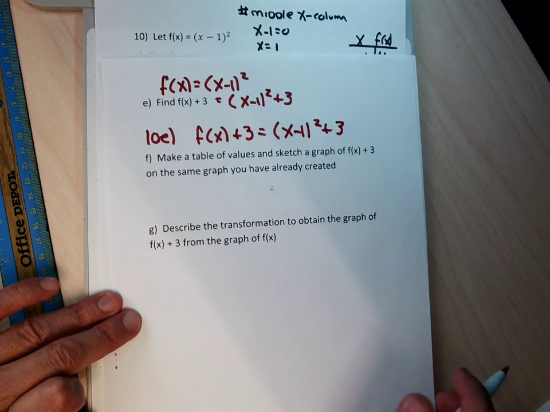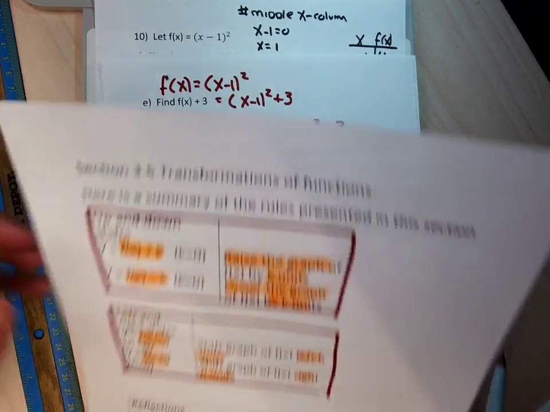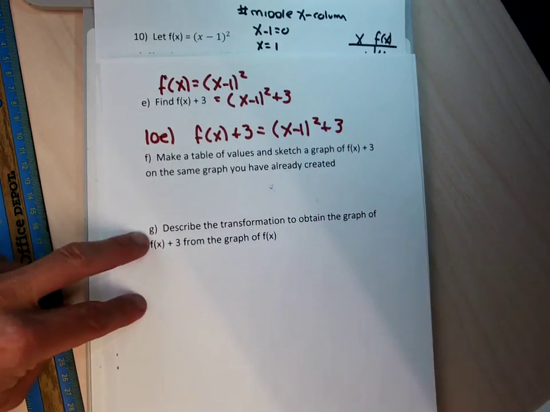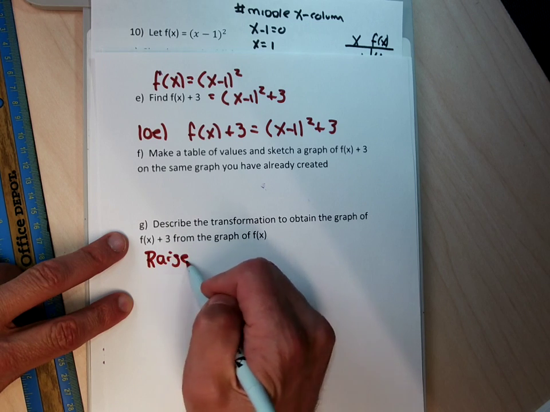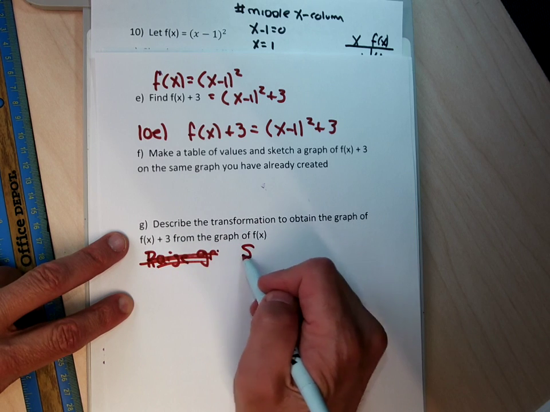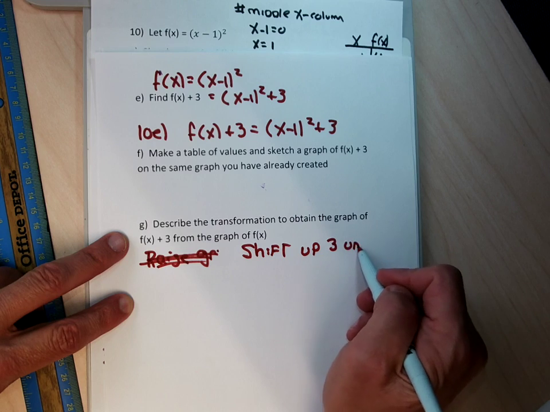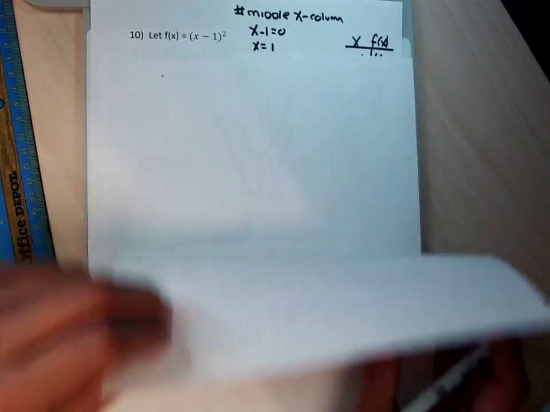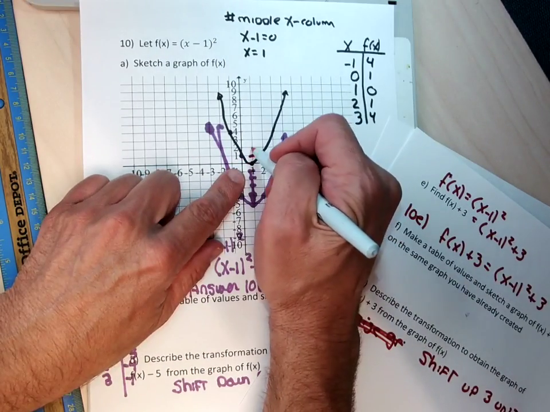When I go to answer part G, describe the transformation, because it's f of x plus a number, it's going to raise the graph up that number. The transformation is going to shift the graph up 3 units. And I could do that without even sketching the graph. The graph of the red function is going to be this function raised up 1, 2, 3 units.